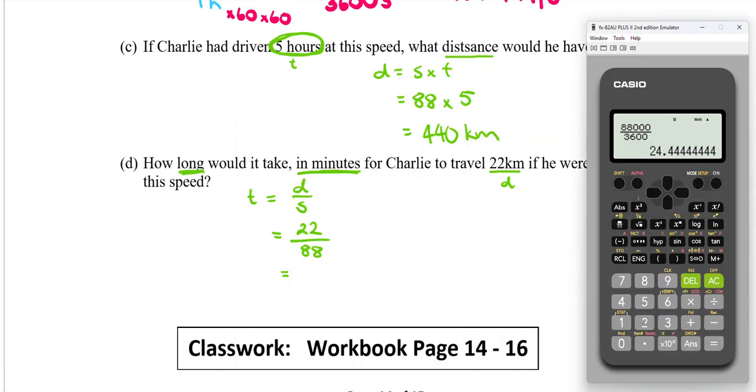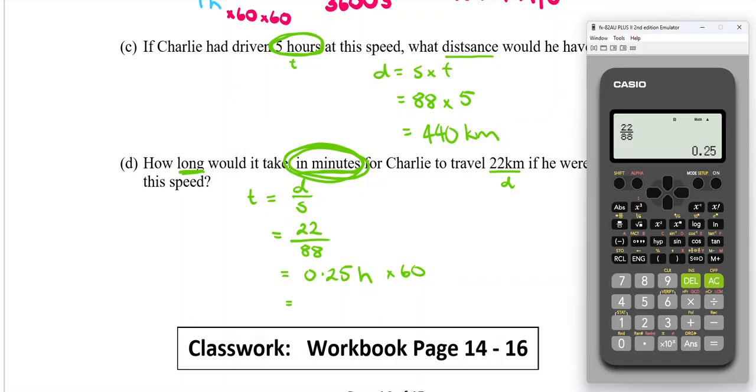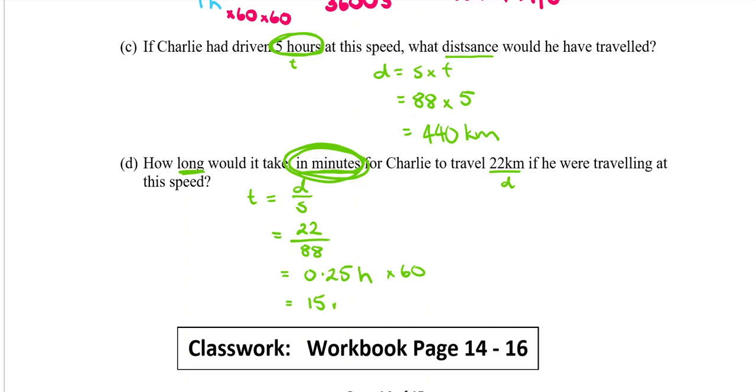When you divide them, 22 over 88, we get quite a small little number. We get 0.25 because that's going to be in hours, because my speed was in kilometres per hour. Remember that the question specifically said that I want my answer in minutes. So to change the hours into minutes, we're going to times by 60. So we go 0.25 times the 60, and it is going to be equal to 15 minutes.